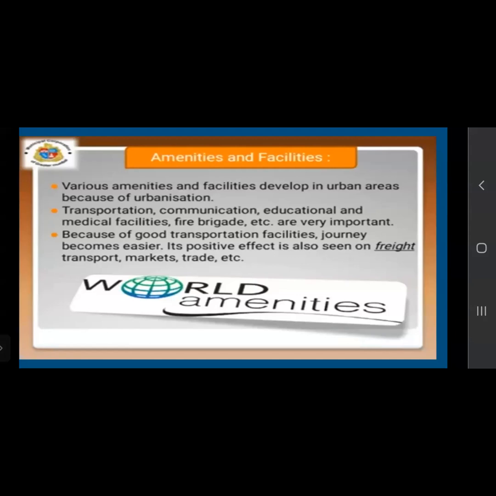A positive effect is also seen on freight transport, markets, trades, etc. So you can find the positive effect, meaning a good effect, on the transportation of a large quantity of goods and on markets also, because the goods are transferred to the market and the trade system is carried out very smoothly because of the amenities and facilities.